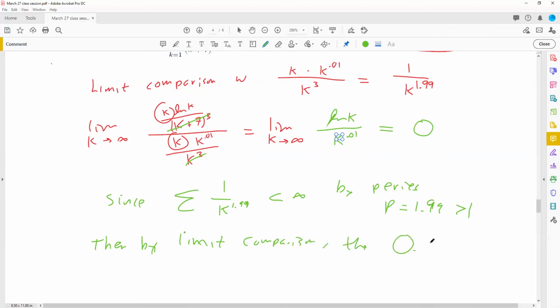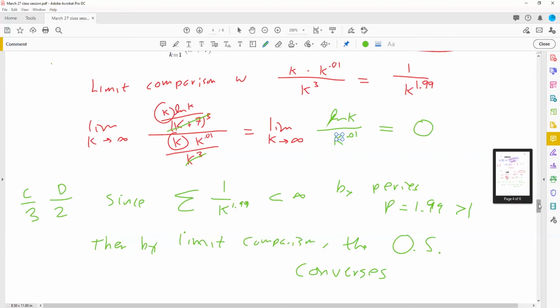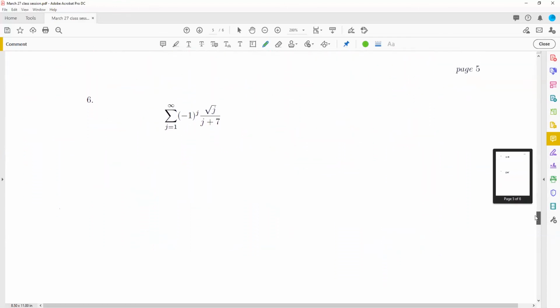the original series converges. Whoa, hold on a second. Does that mean converges actually took the lead after falling behind 2-0? Now they're winning. Oh dear, it does. Goodness, 3-2. Okay, now number 6.